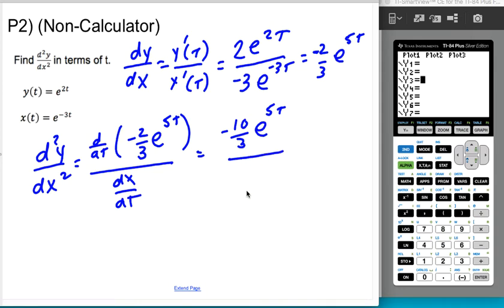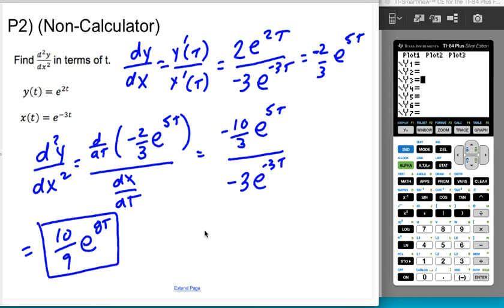And on the bottom, we already found dx dt. It's a negative 3e to the negative 3t, right? So if I want to clean this up a little bit, right, I end up with a 10/9 for the coefficient, right? And then this ends up being an e to the 8t.